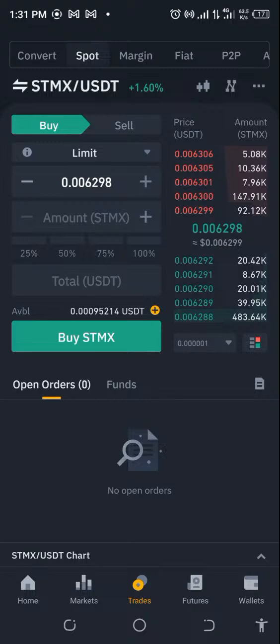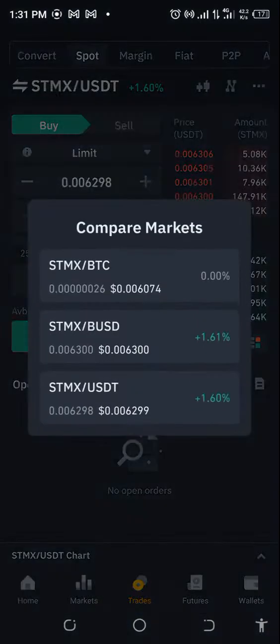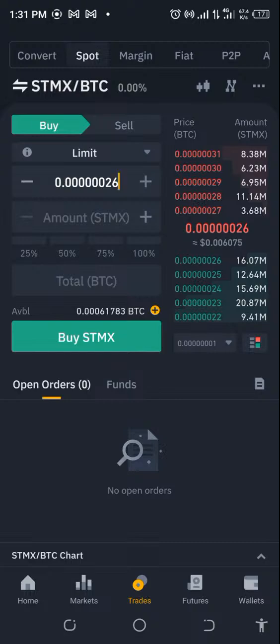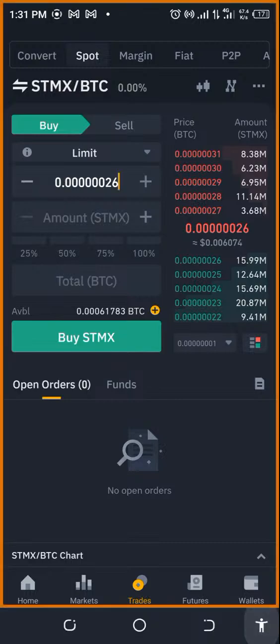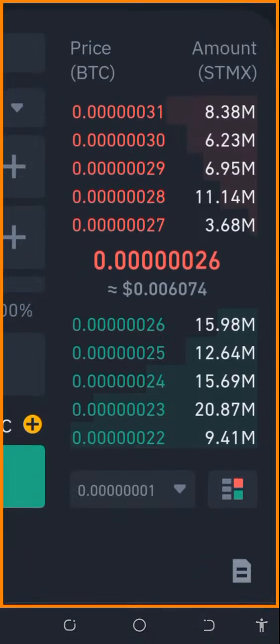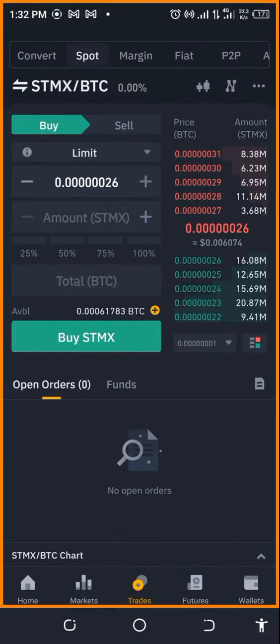So let's see what we will do. This is, like I said, an experiment. It might work, it might not work. Okay, so let's get cracking. I'm going to go straight to using STMX BTC. And before I do anything, let's take a look at this market price. The market price is 0.000026.